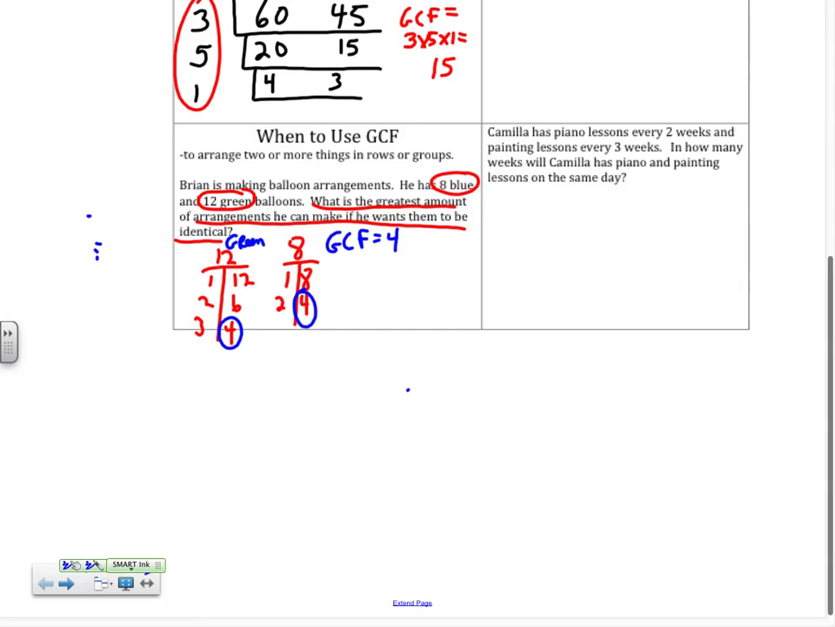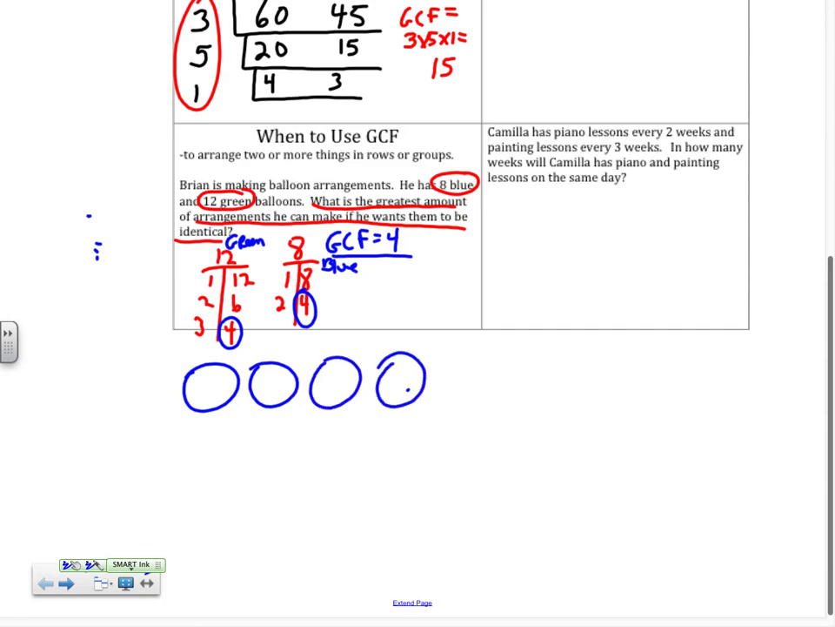If we look at the 8 blue balloons, he can have one group of 8 balloons or 8 groups of 1 balloon. We wouldn't want to do that. Or he can have 2 groups with 4 balloons or 4 groups with 2 balloons. Since the GCF is 4, that means this is how we answer this question. He would have 4 groups.